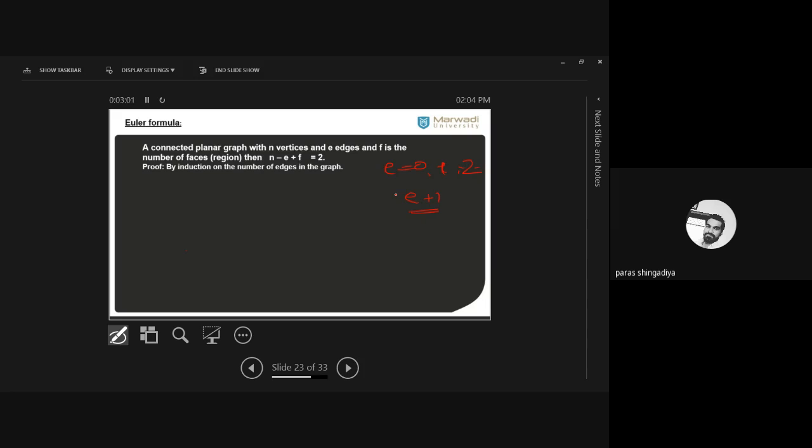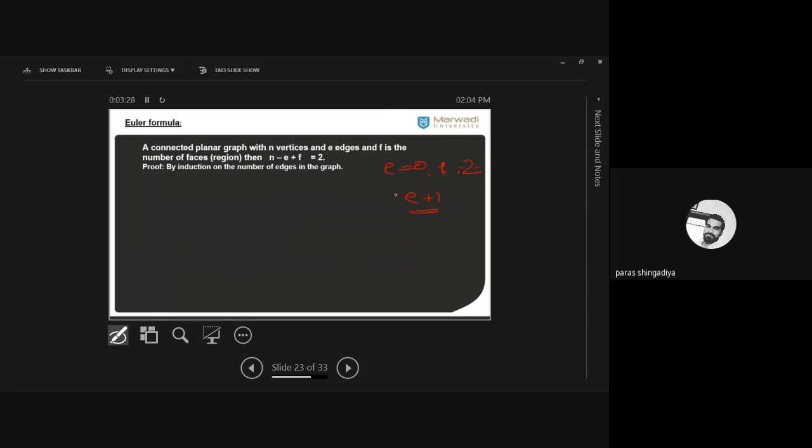If it is correct for e plus 1 edges, then we can say that this result is true for e edges also. We prove that this formula is correct for all such graphs which include e plus 1 edges. If you have proved that, then by using this condition we can say that this formula is also correct for e edges, that is, n minus e plus f is equal to 2.